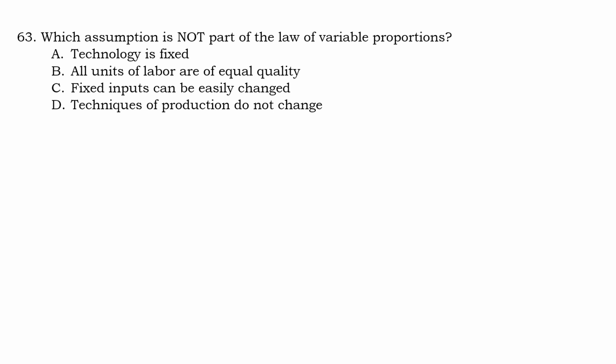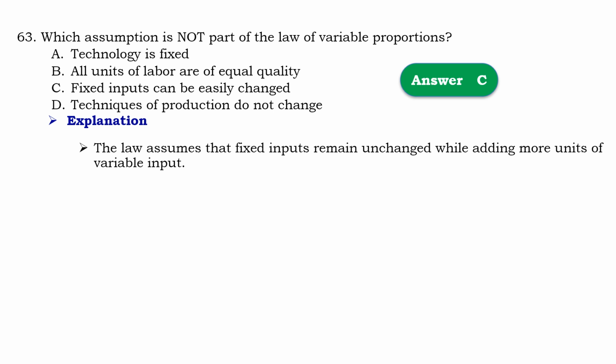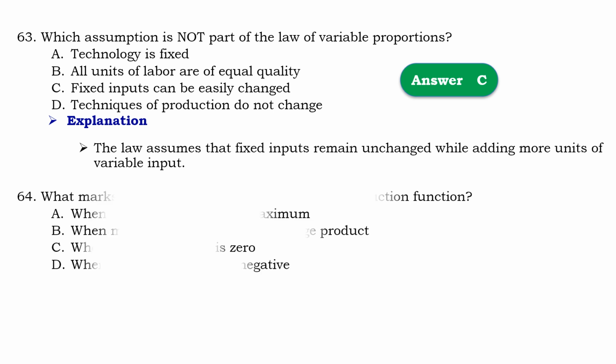Question number 63, which assumption is not part of the law of variable proportion? 63ኛ ጥያቄ ተለዋዋጭ መጠን የሆነ ህግ አካል ያልሆነው የትኛው ግብአት ነው ይላል. So that should be C, fixed input can be easily changed. It means that the law assumes that fixed input remains unchanged while adding more units of variable input.